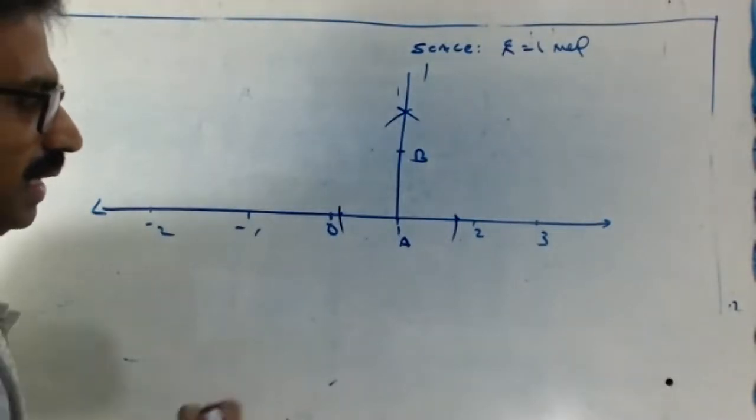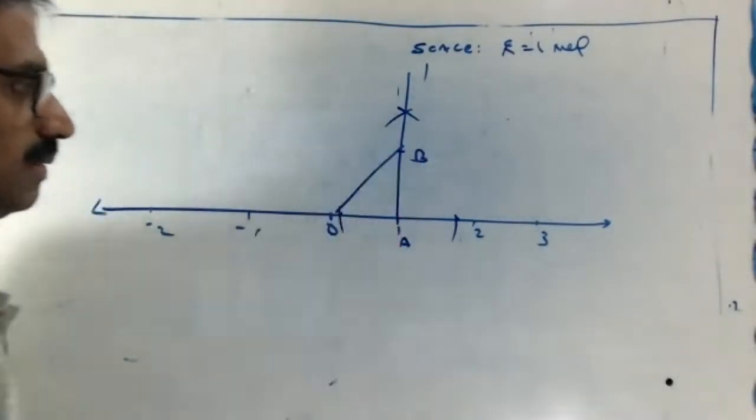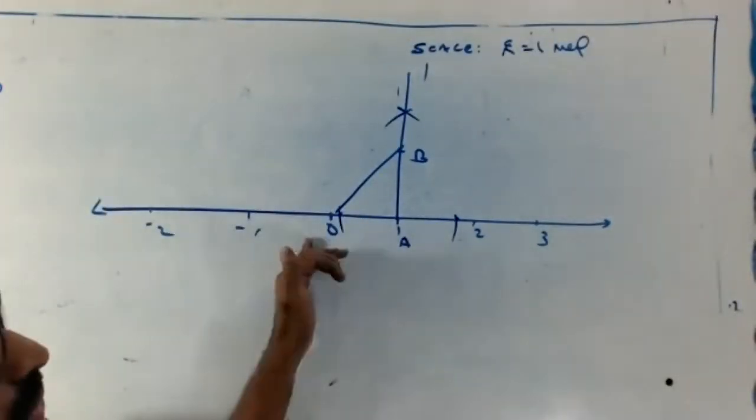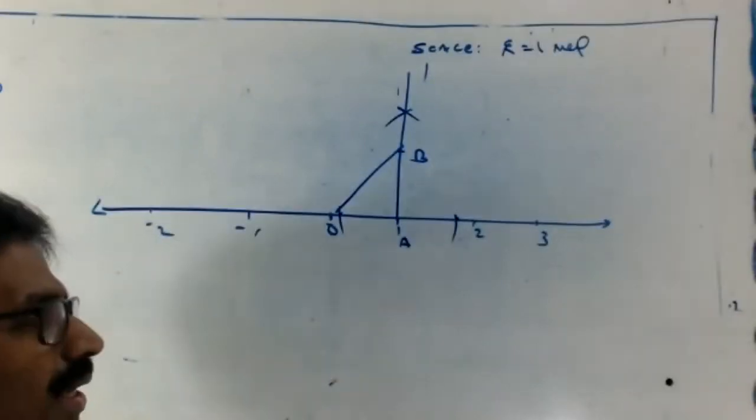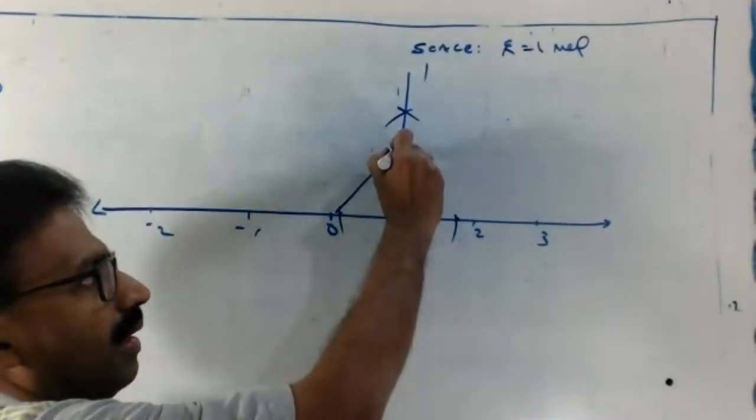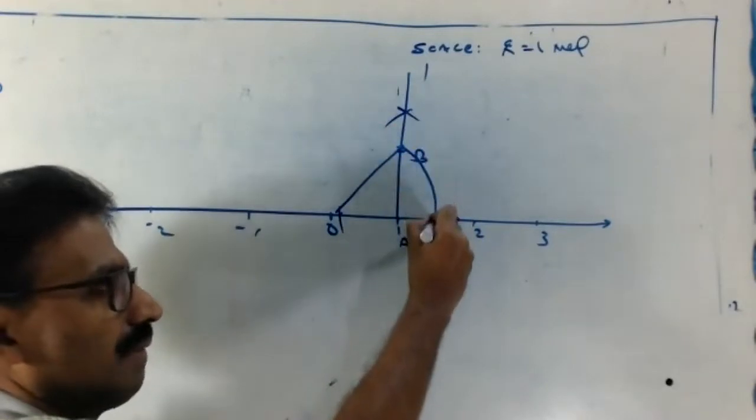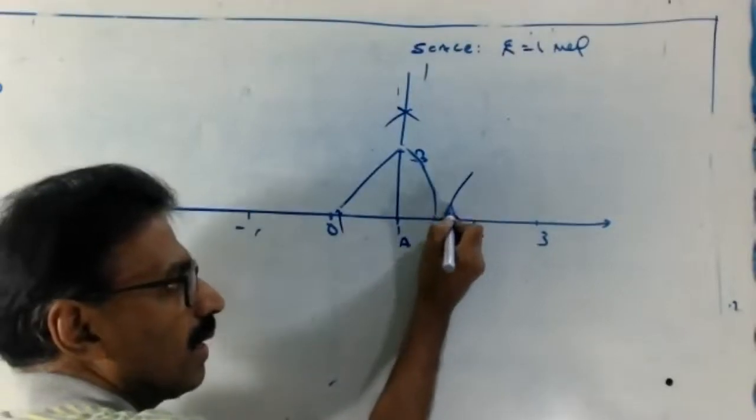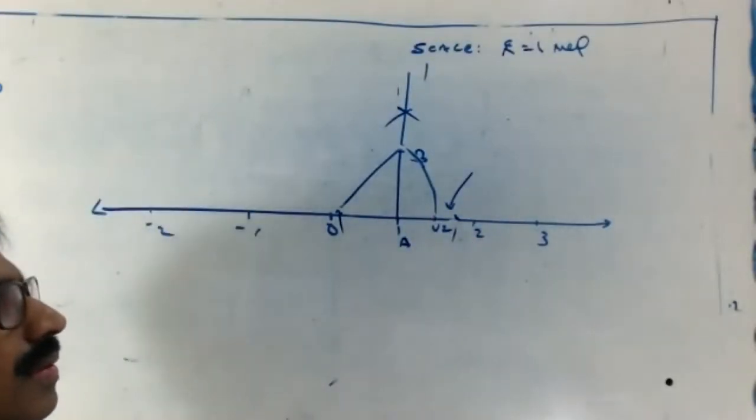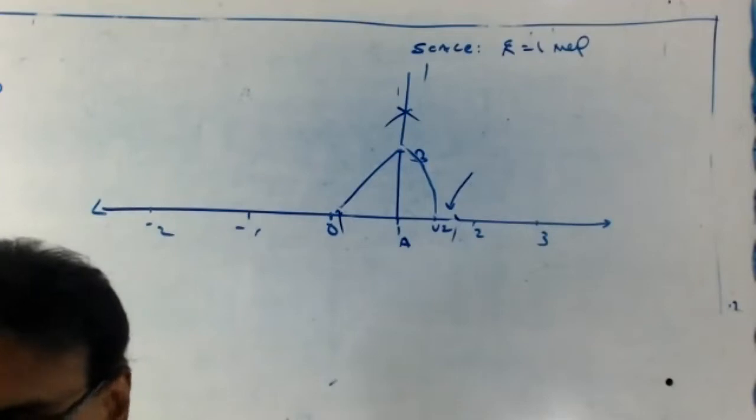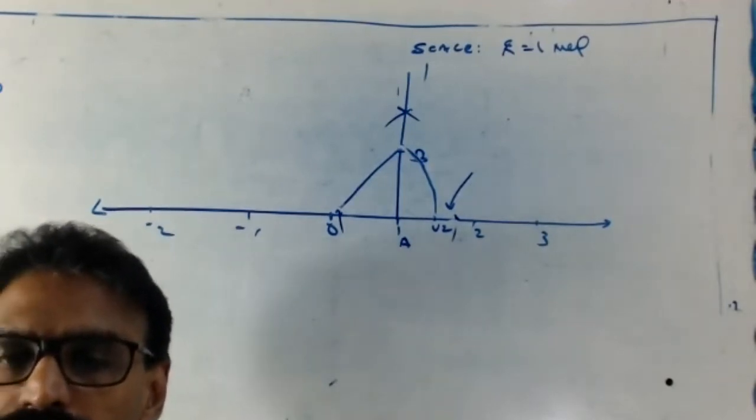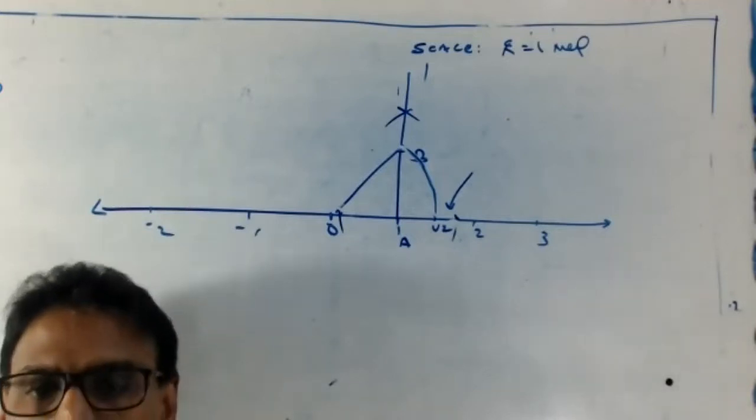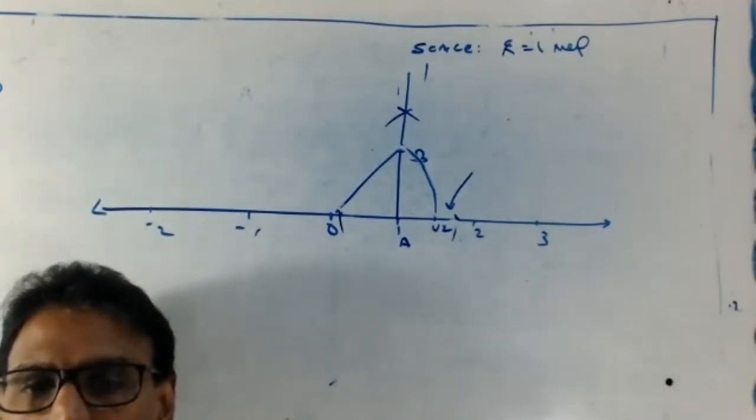Next step, join OB like this. Then next step, through O as center and OB as radius, draw a semicircle or an arc like this, which intersects here. See? This point you mark like this. This is root 2. Now clear or not? Is it okay now? Now you draw. Draw first now.